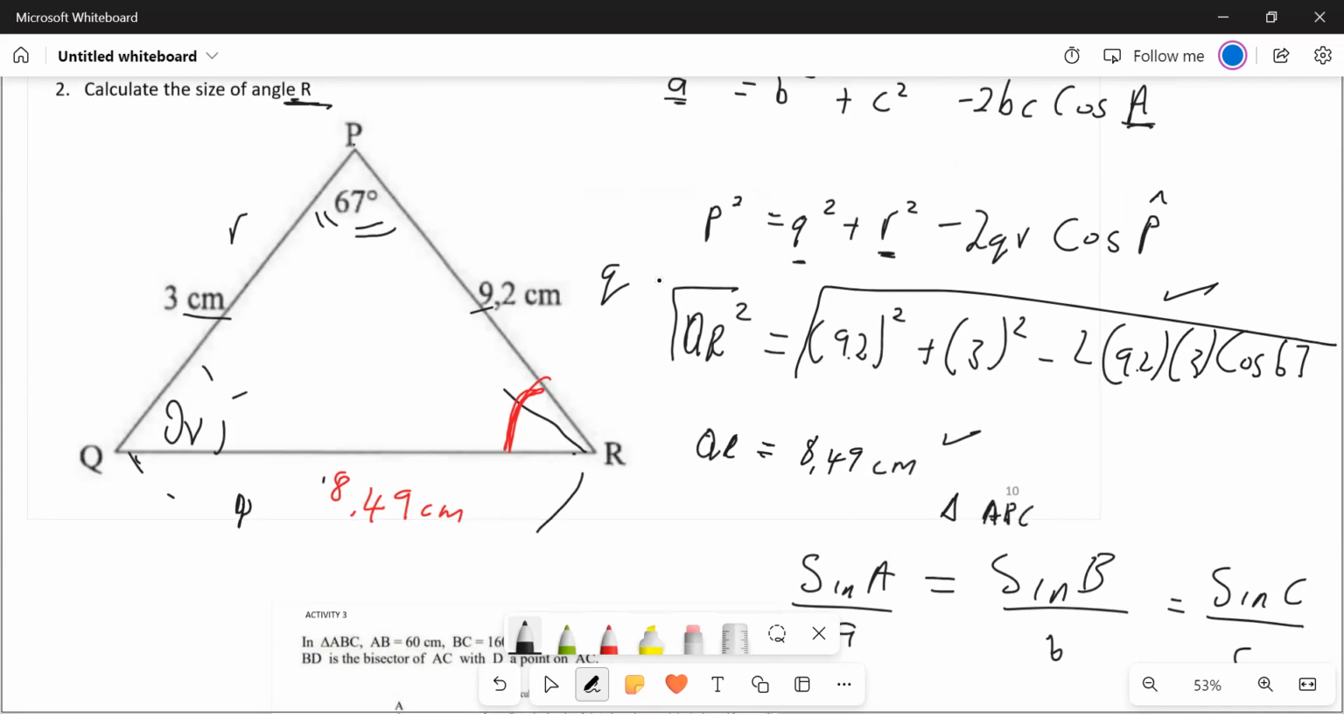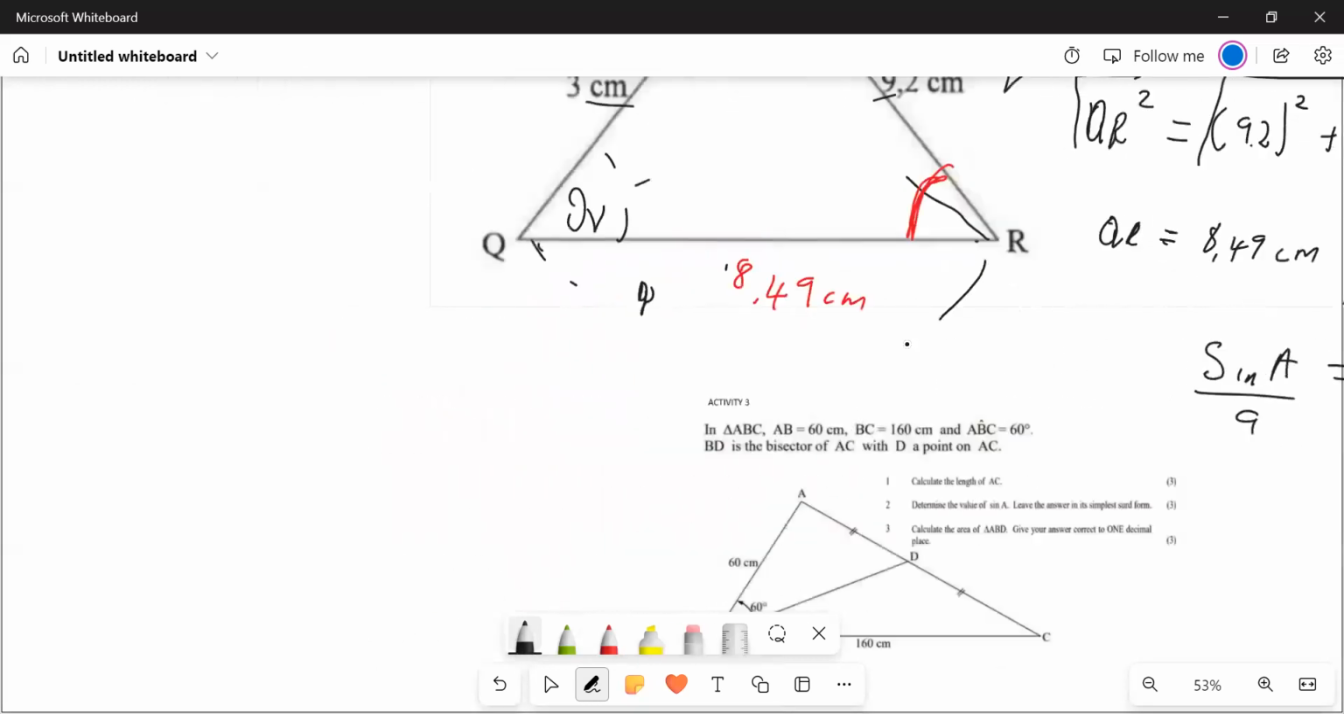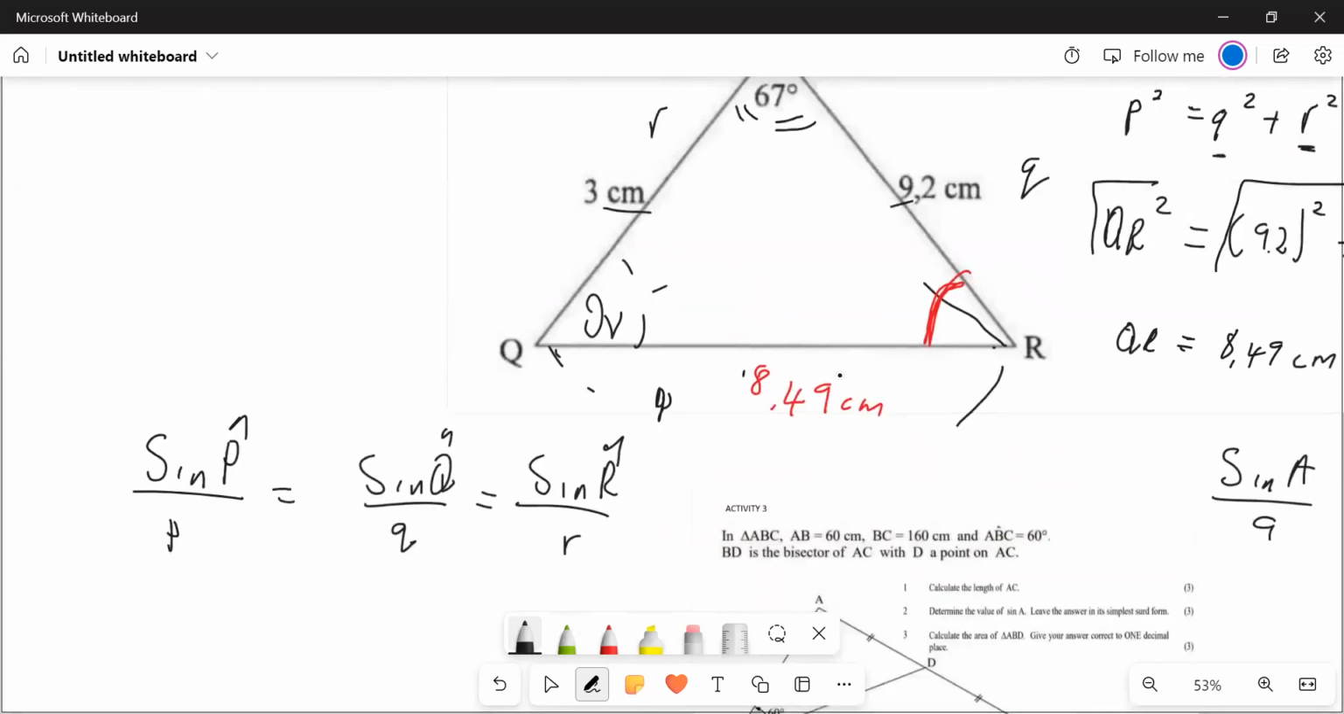What happens if you have triangle PQR then? How is this going to be written? It's going to be written this way. If you have triangle PQR, you are going to have the sine of capital letter P all over small letter p, which is going to be equal to the sine of Q all over small letter q, which is going to be equal to the sine of capital letter R all over small letter r.